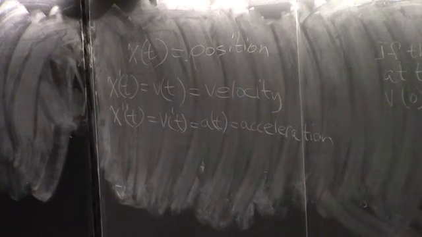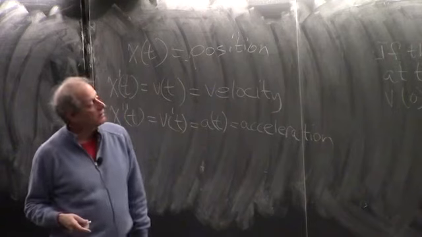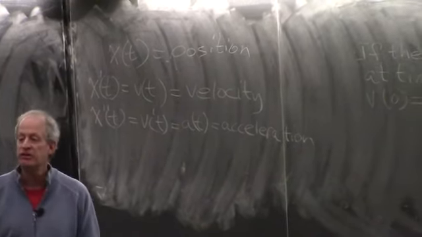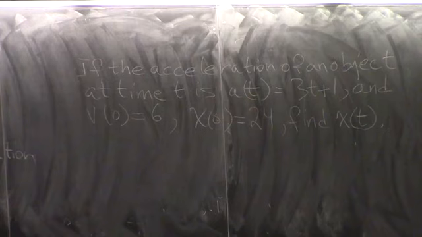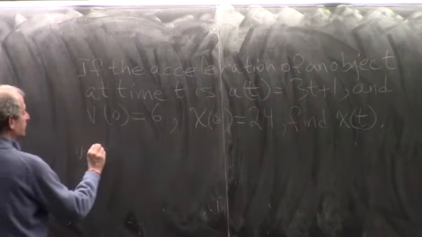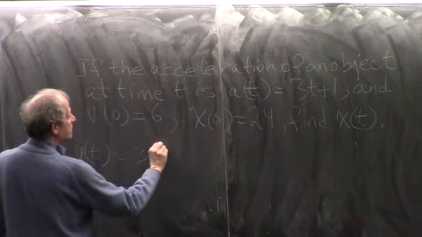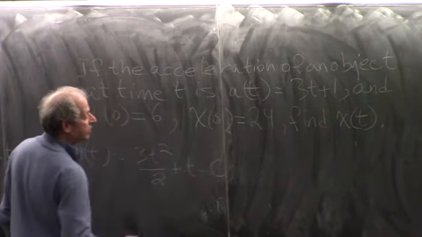Okay. So we know that the acceleration of this object is 3t plus 1. The velocity at time 0 is 6, and the position at time 0 is 24. So let's find an equation for position. The other way is easy, because you just take derivatives. So now we do antiderivatives. To find the velocity, it's going to be the antiderivative of 3t plus 1. So that's 3t squared over 2 plus t plus a constant.